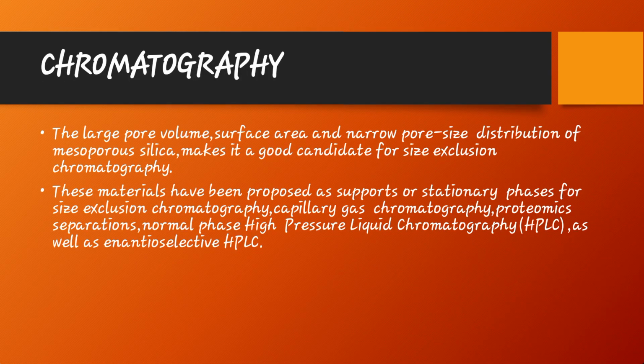So, the next, chromatography. The large pore volume, surface area, and narrow pore size distribution of mesoporous silica makes it a good candidate for size exclusion chromatography. These materials have been proposed as supports or stationary phases for size exclusion chromatography, capillary gas chromatography, proteomics separations, normal phase, high pressure liquid chromatography, as well as enantioselective chromatography.